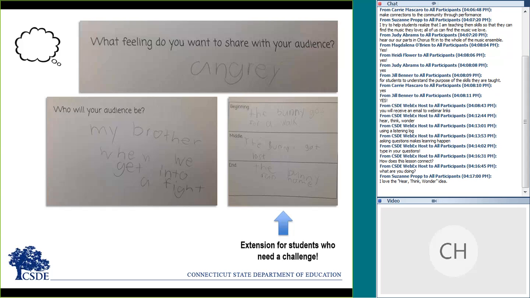Thanks for the idea. And Suzanne has just piped in that she loves the Hear, Think, Wonder idea as well. And I just wanted to chime in here back on your why question earlier in the webinar. Judy commented, it helps the chorus fit into the whole music ensemble and helps them understand that. And Jill told us that students need to understand the purpose of the skills being taught, or the why provides the opportunity for that. So I thought I would share that.